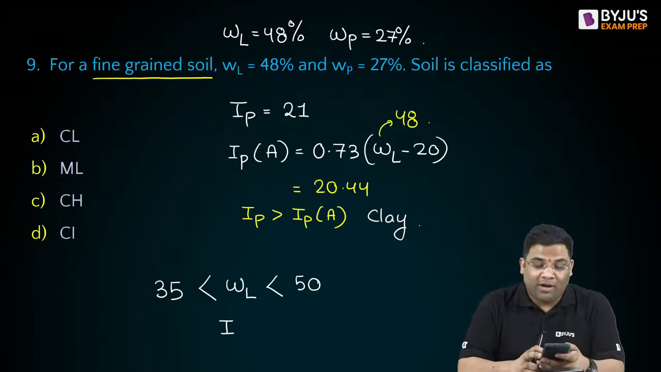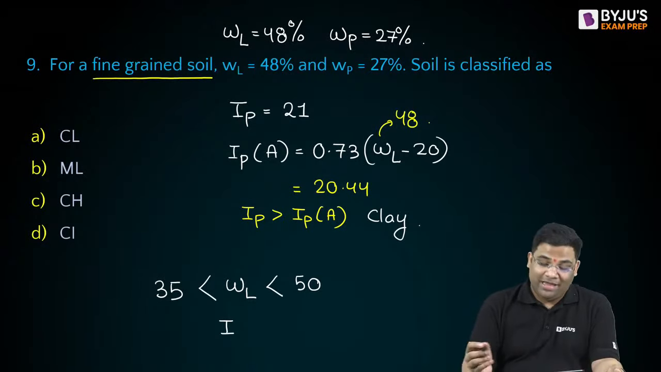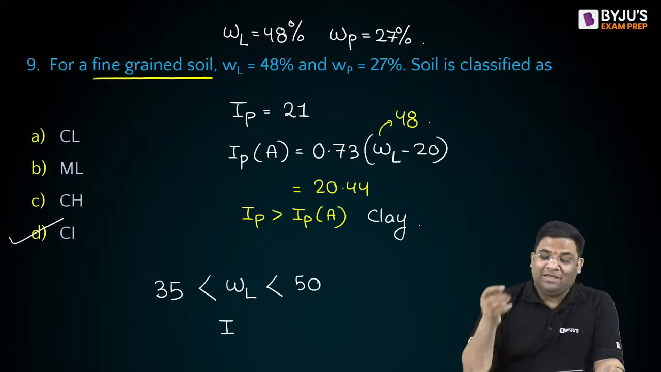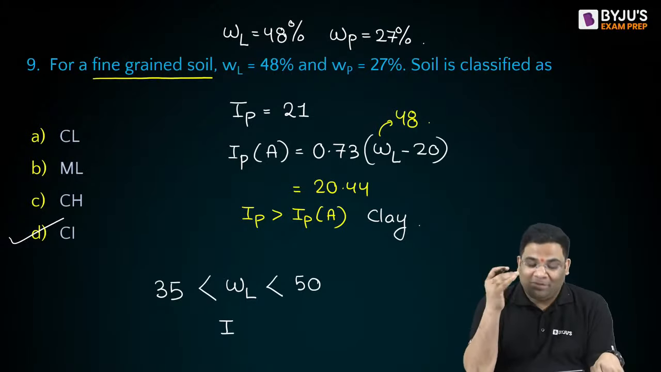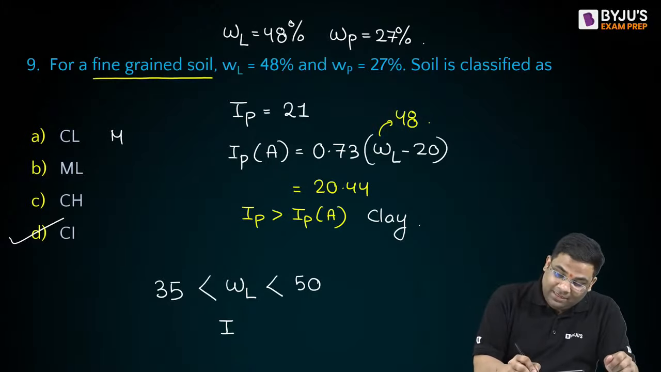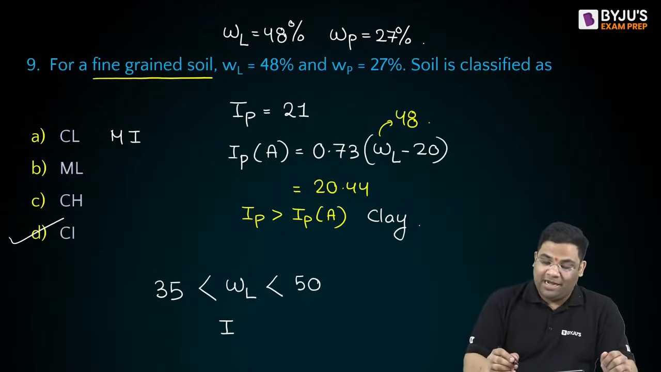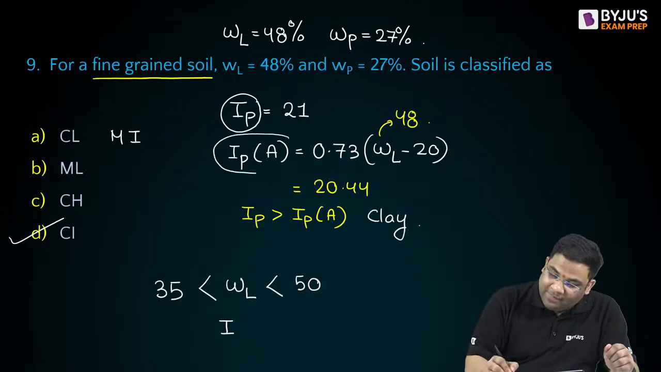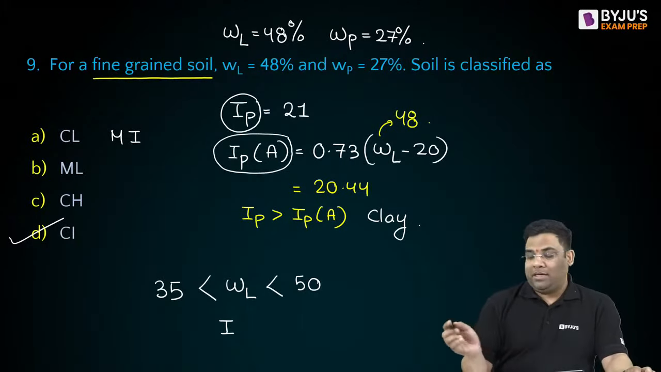But there was no requirement to check whether it is clay or not, because there was only one option with intermediate. You can solve this without checking that. But suppose there was another option for intermediate also, such as MI. Then you have to check this condition. You have to find IP and then IP of the A line and compare. Okay, let us solve the next question.